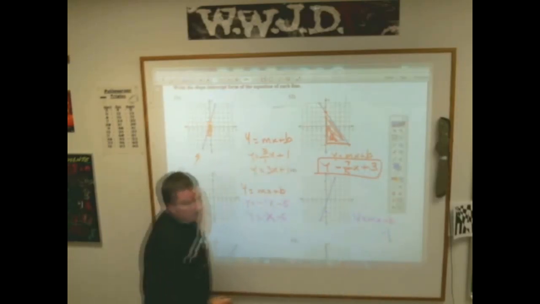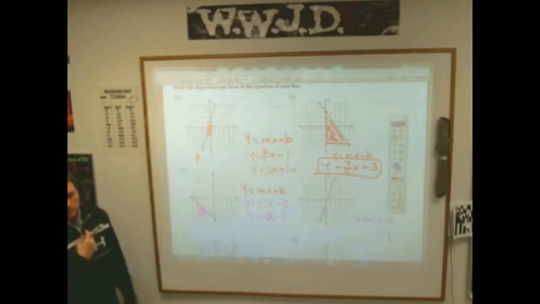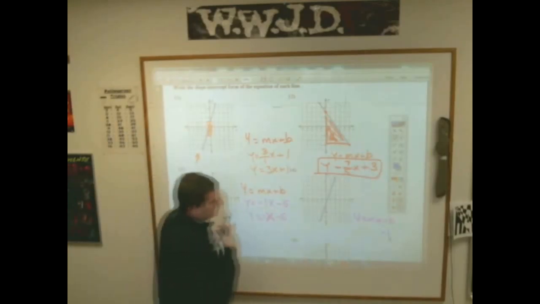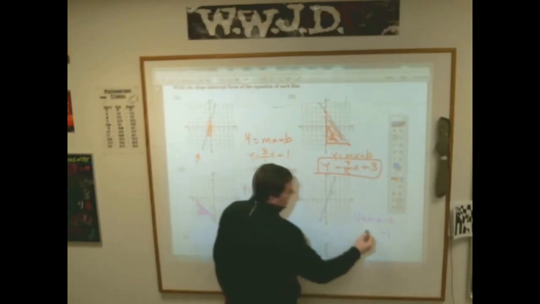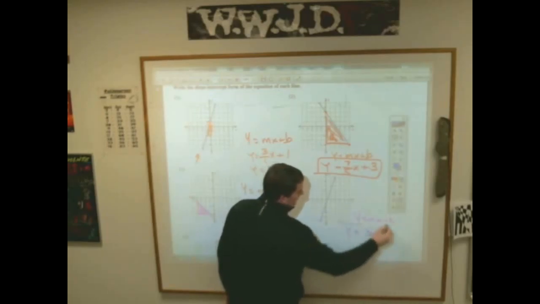And the slope of that line? Ava? 3. I don't know, let's look and see. Put a dot here and a dot there. Yeah, 3 over 1 positive. So 3x is the y.